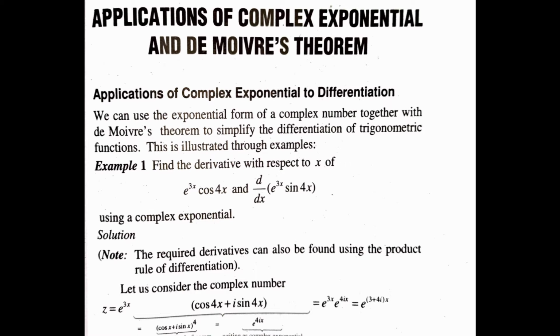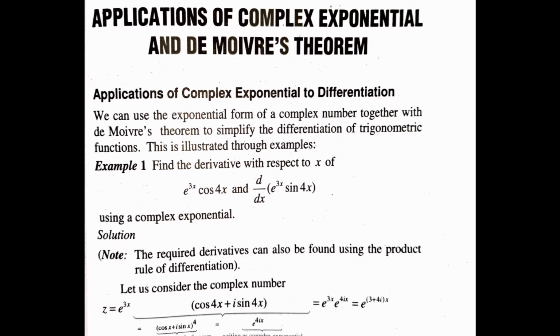Example 1. Find the derivative with respect to x of e raised to 3x into cos 4x, and find d by dx of e raised to 3x into sin 4x, using a complex exponential. The solution is as follows. The required derivatives can also be found using the product rule of differentiation.